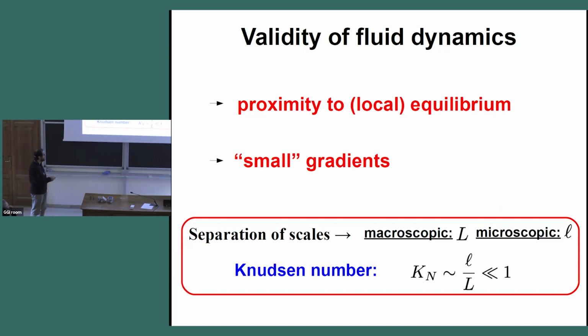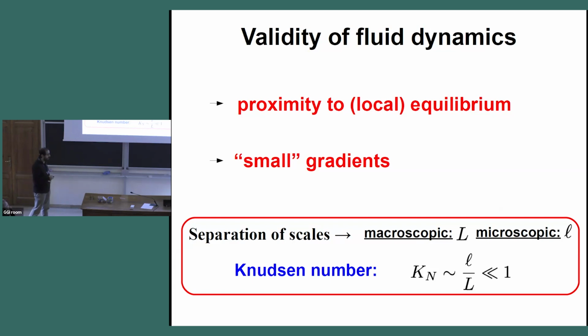Like for a dilute gas, this would clearly be the mean free path. So you expect the mean free path to be much, much smaller than any macroscopic scale that your system has. And you can quantify this by the Knudsen number, of course. So this should be much, much smaller than 1.